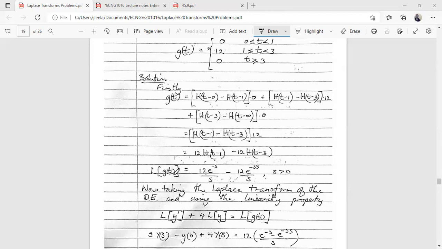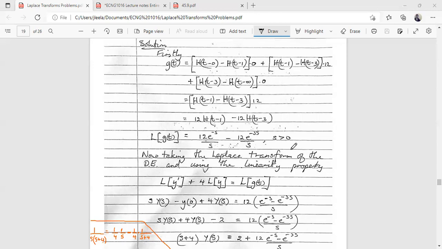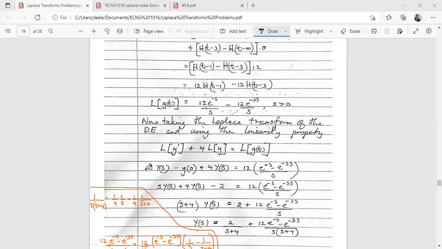And the Laplace of the right-hand side is 12 e to the minus s over s minus 12 e to the minus 3s over s, for s greater than 0. Now you want to take the Laplace transform of the differential equation and use the linearity property.